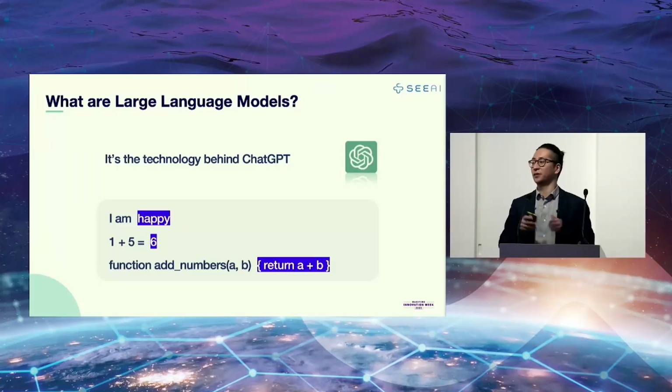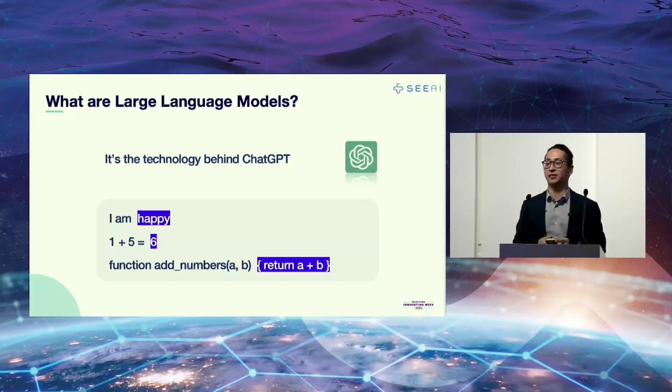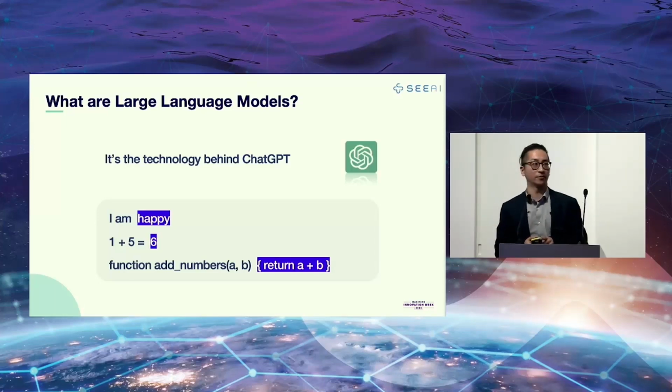And I'm sure if you're in this event, you've already touched or heard about ChatGPT. And this is a very simplified example of how ChatGPT works: you input a text and it completes the sentence. So if you write I am, it will complete the sentence with happy. If you write 1 + 5 =, it will fill it in with 6. Or you can even write a program, say function add numbers, and then it will complete the function definition.